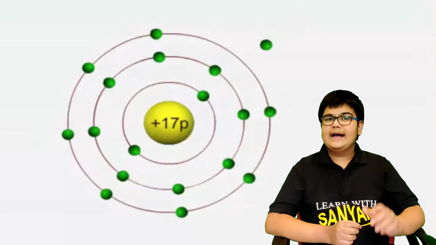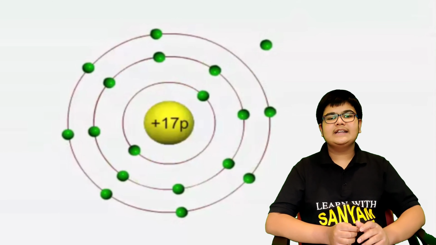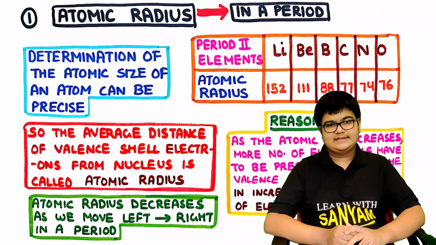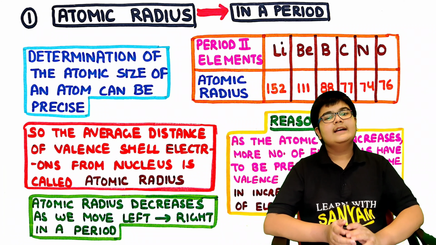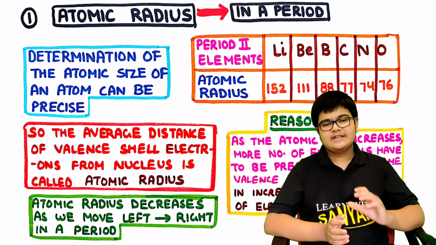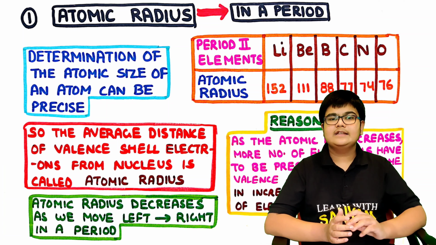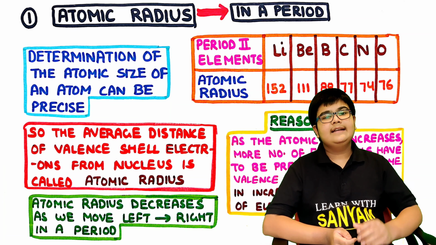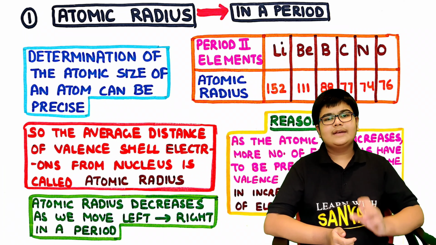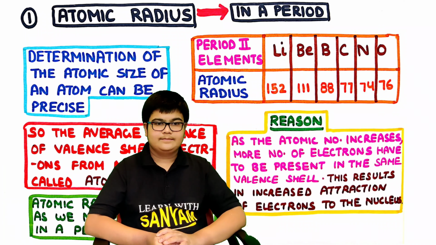But the average distance of the valence shell electrons from the nucleus is called atomic radius. As the exact distance cannot be measured, that's why we take the average distance of the valence shell electrons from the nucleus as the atomic radius. Now let's see what the trend of atomic radius in the periodic table is.